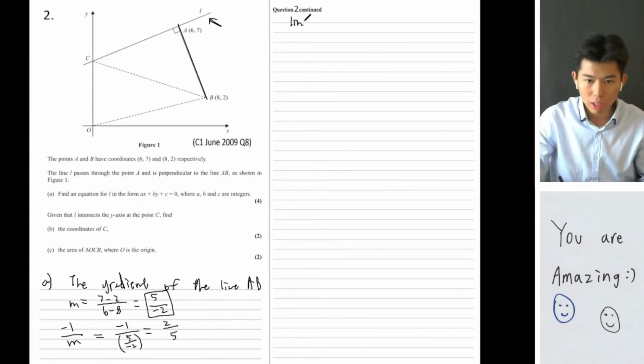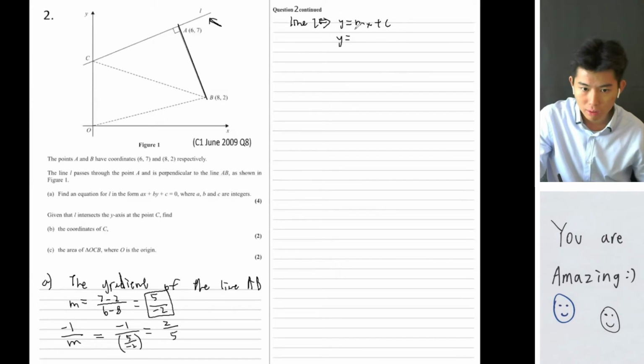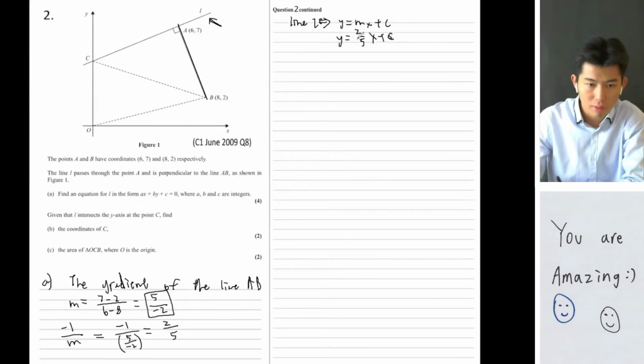Therefore, for the line L, y equals mx plus c, and the m is 2 over 5. From there, we know that the line L is passing through the point A, right? So when x is 6, y would be 7. Just substitute x and y into this equation in order to find the c value, and then substitute back into this equation to write the complete equation.